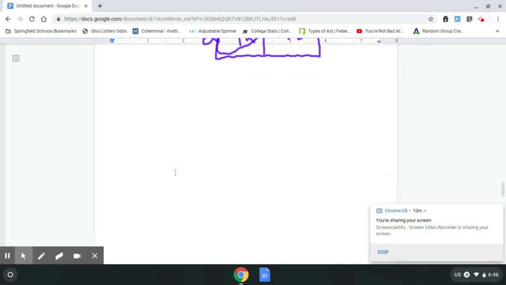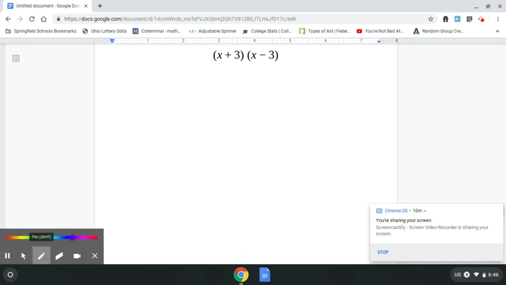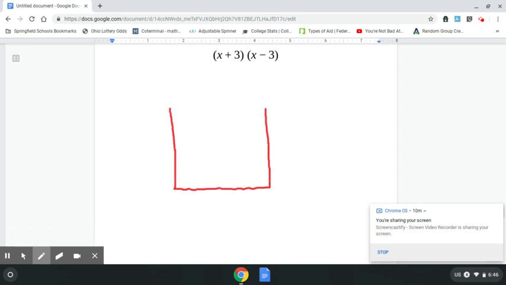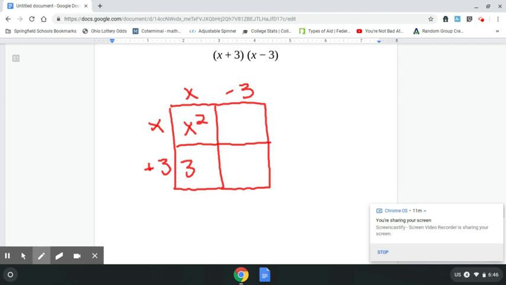Now I want to take a look at 2 special cases. Nothing changes in terms of the technique, but we're going to see what happens when certain things are thrown at you. So here we go. I've got x plus 3 times x minus 3. Now what you see here is we have the exact same terms inside. The only difference is the symbol in between them. The first one is x plus 3, the next one is x minus 3. So again, nothing changes in terms of the technique. Multiply x times x is x squared. 3 times x is 3x. X times negative 3 is negative 3x. And 3 times negative 3 is negative 9.